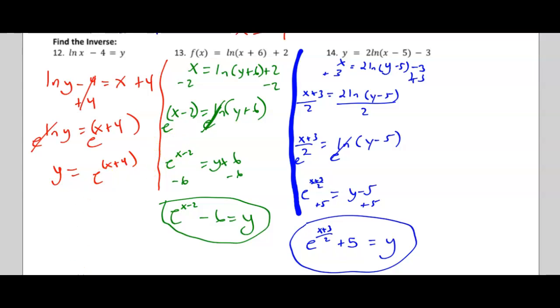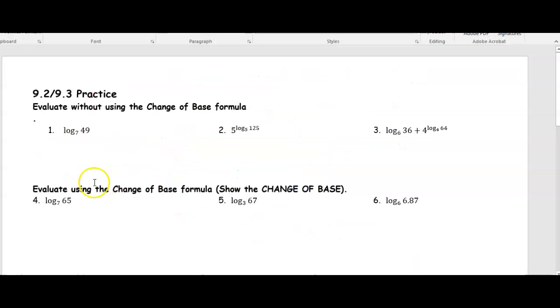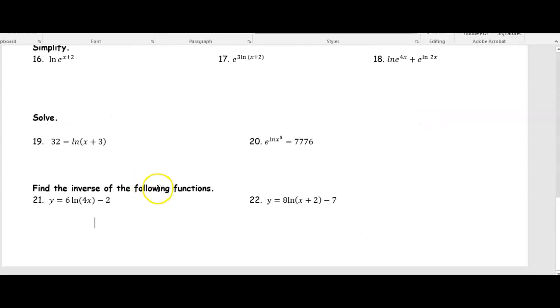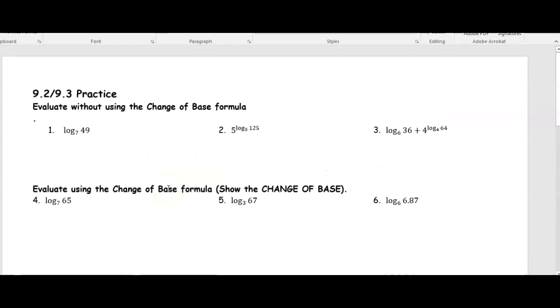Now, you need to complete this assignment 9293. This isn't right, this is the old version. It's 25 problems now. But complete this 9293 practice. Turn it in on Google. Okay, I will catch you later.